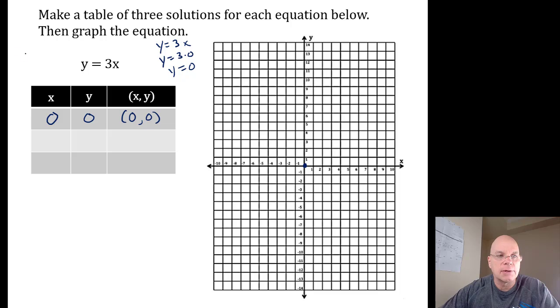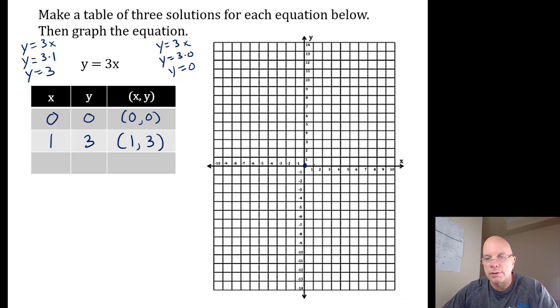The next easiest value for x might be 1. When x is 1, y equals 3x. I just write the equation again, but instead of x, I substitute the value for x that we're inputting into the equation. y equals 3 multiplied by 1, so y equals 3. So (1, 3) is another point on our line, 1 to the right and up 3.